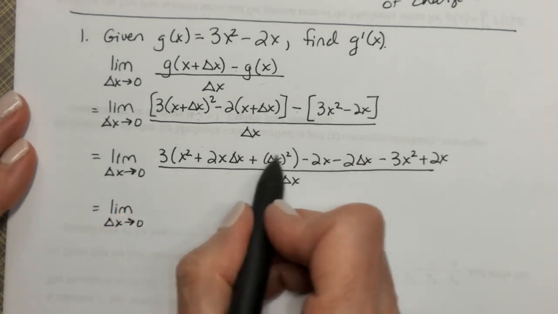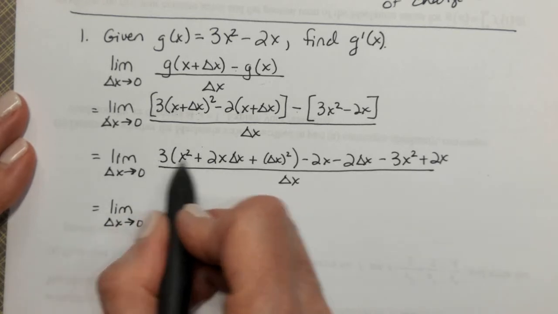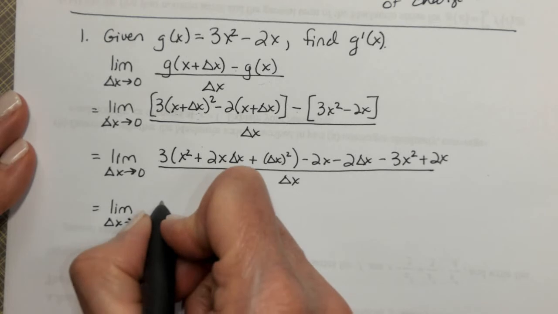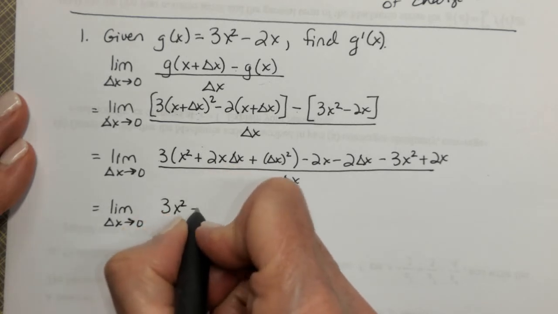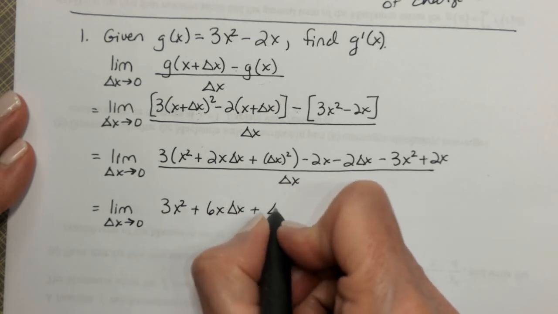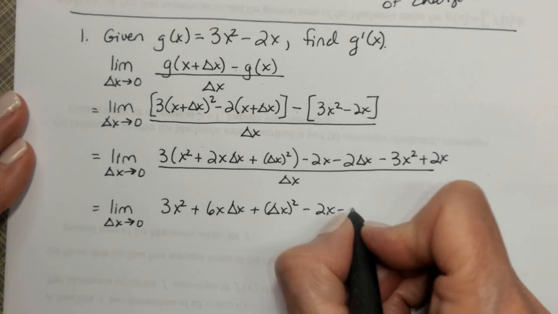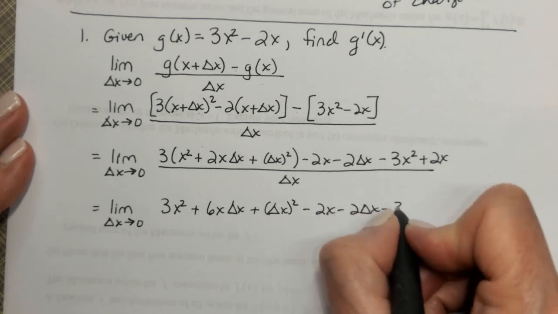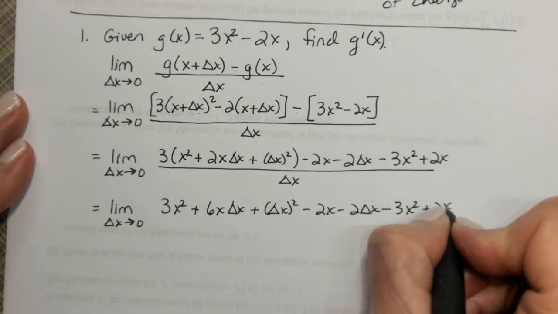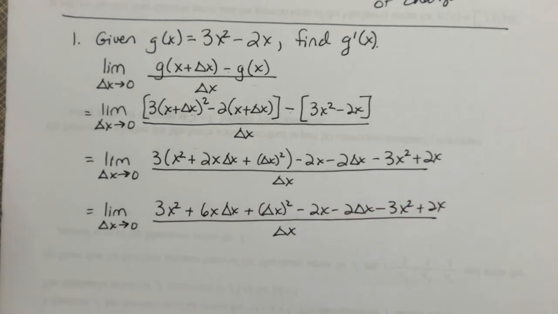Okay, still combining, I'm getting to where I can combine like terms. Now I'm going to distribute the 3 through the set of parentheses. I'll have 3x squared plus 6x delta x plus delta x squared minus 2x minus 2 delta x minus 3x squared plus my 2x all divided by delta x.